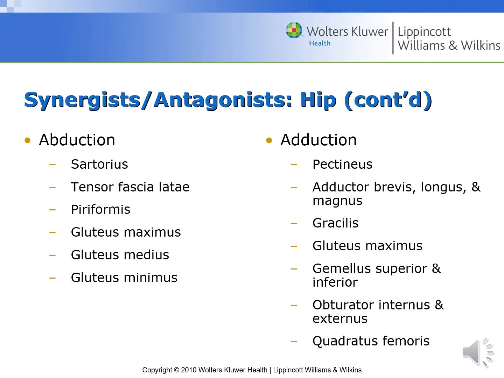For adduction, we have the pectineus, the adductor brevis, longus, and magnus, the gracilis, the gluteus maximus, the gemellus, superior and inferior, the obturator internus and externus, and the quadratus femoris. And as I mentioned, the synergistic muscles for abduction are also the antagonist muscles for adduction, and vice versa. The synergistic muscles for adduction are also the antagonist muscles for abduction.